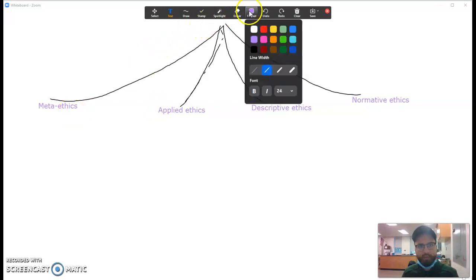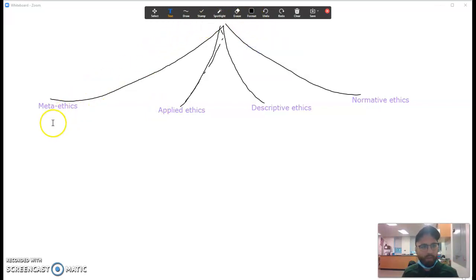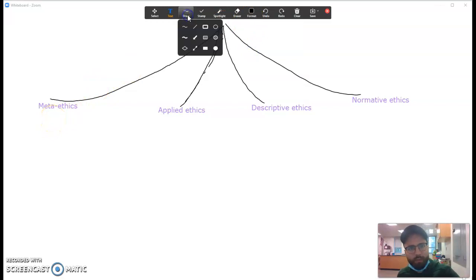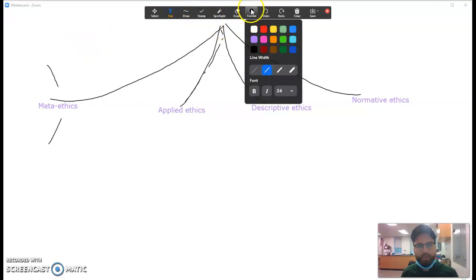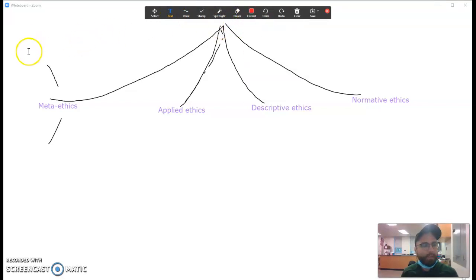Okay, so after this introduction, we went a little bit deeper into meta-ethics. And there's multiple questions in meta-ethics. I'll just branch this into 2. Someone could ask, what is morality? That's a common meta-ethical question. The one we explored was, where does morality come from?